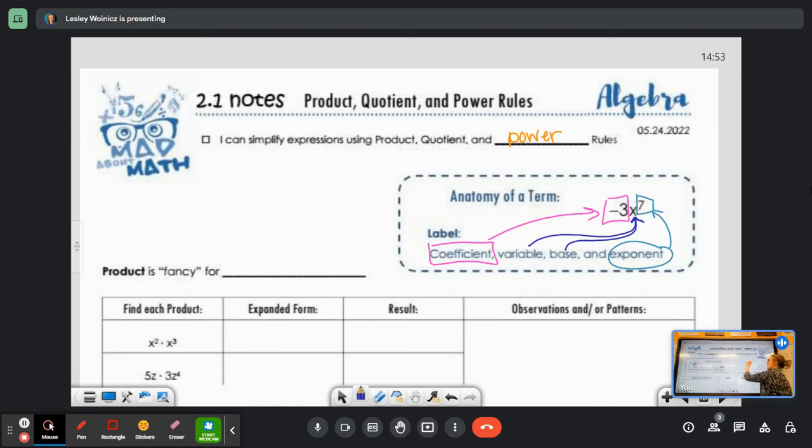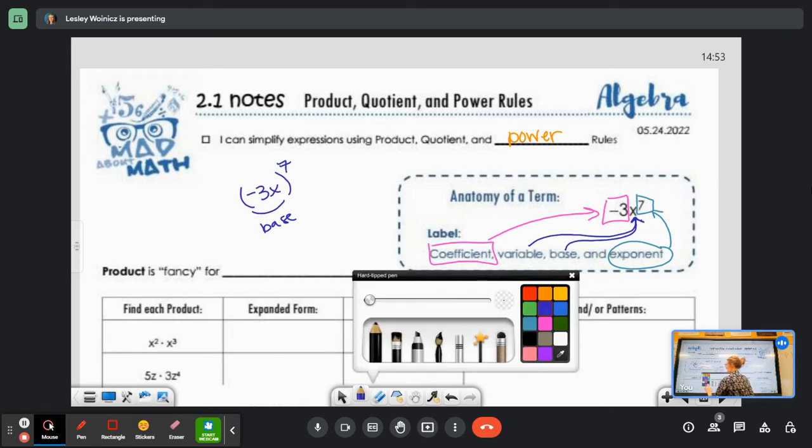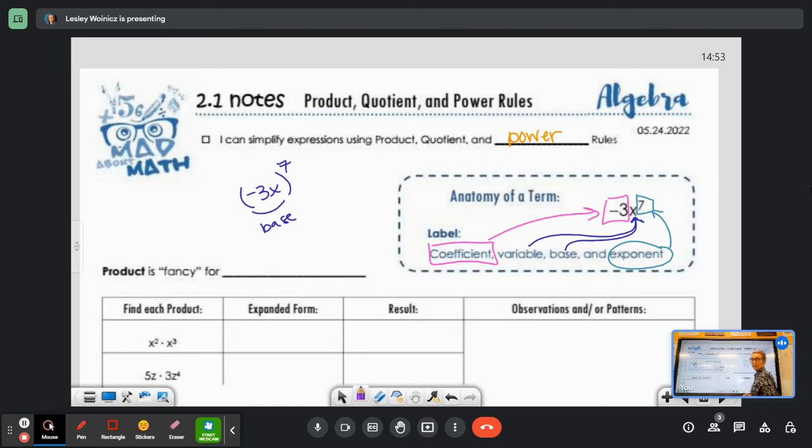Okay, if we had had negative 3x in parentheses raised to the 7th power, then this whole thing would be the base. Do you guys see the difference? Without the parentheses, it's only the x being raised to the power, so only x is the base. Does anybody know what product is fancy for? What does it tell us to do? Yeah. Multiply. Yeah, we're going to multiply.